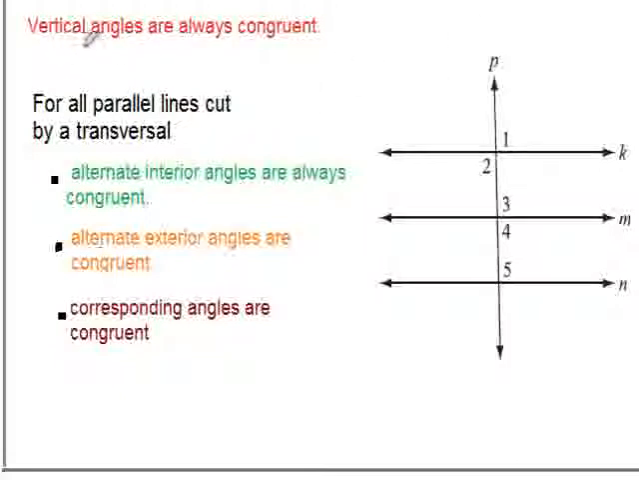So, all vertical angles are always congruent. That means all angles that meet in an intersection, the opposite angles are always going to be equal, right? 1 is always going to equal 2, no matter how you move that line P. And for all parallel lines cut by a transversal, this line P is called a transversal, you don't need alternate interior angles. You need this. Corresponding angles are congruent, right?